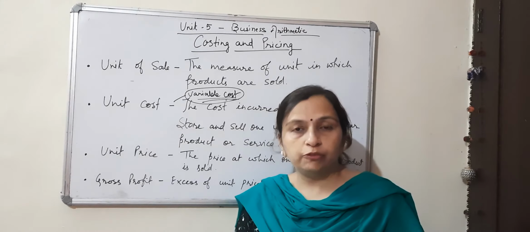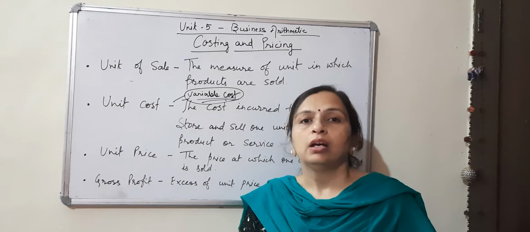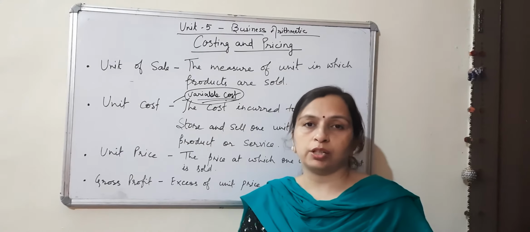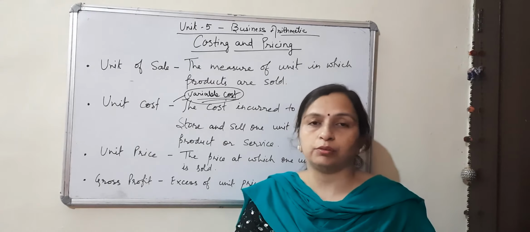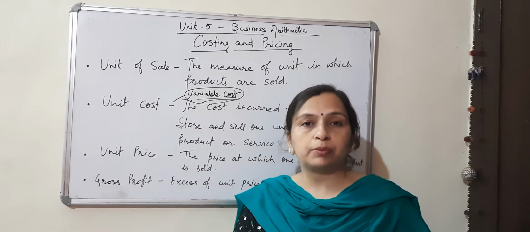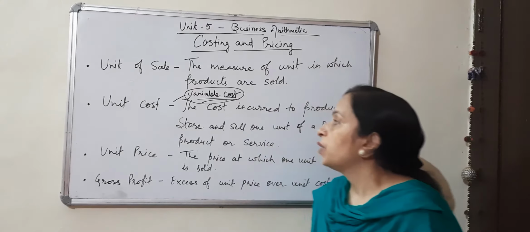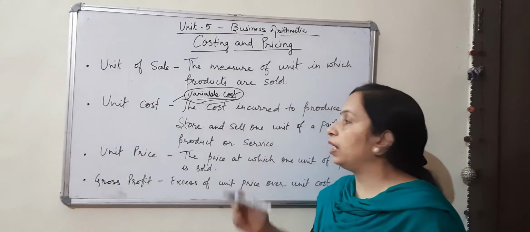Now suppose a person is producing 1 unit of a particular commodity, the raw material required will be for 1 unit. Now if the production is for 100 units, the raw material required will be for 100 units. So that is variable cost. It depends upon the number of units produced. So unit cost is generally the variable cost.